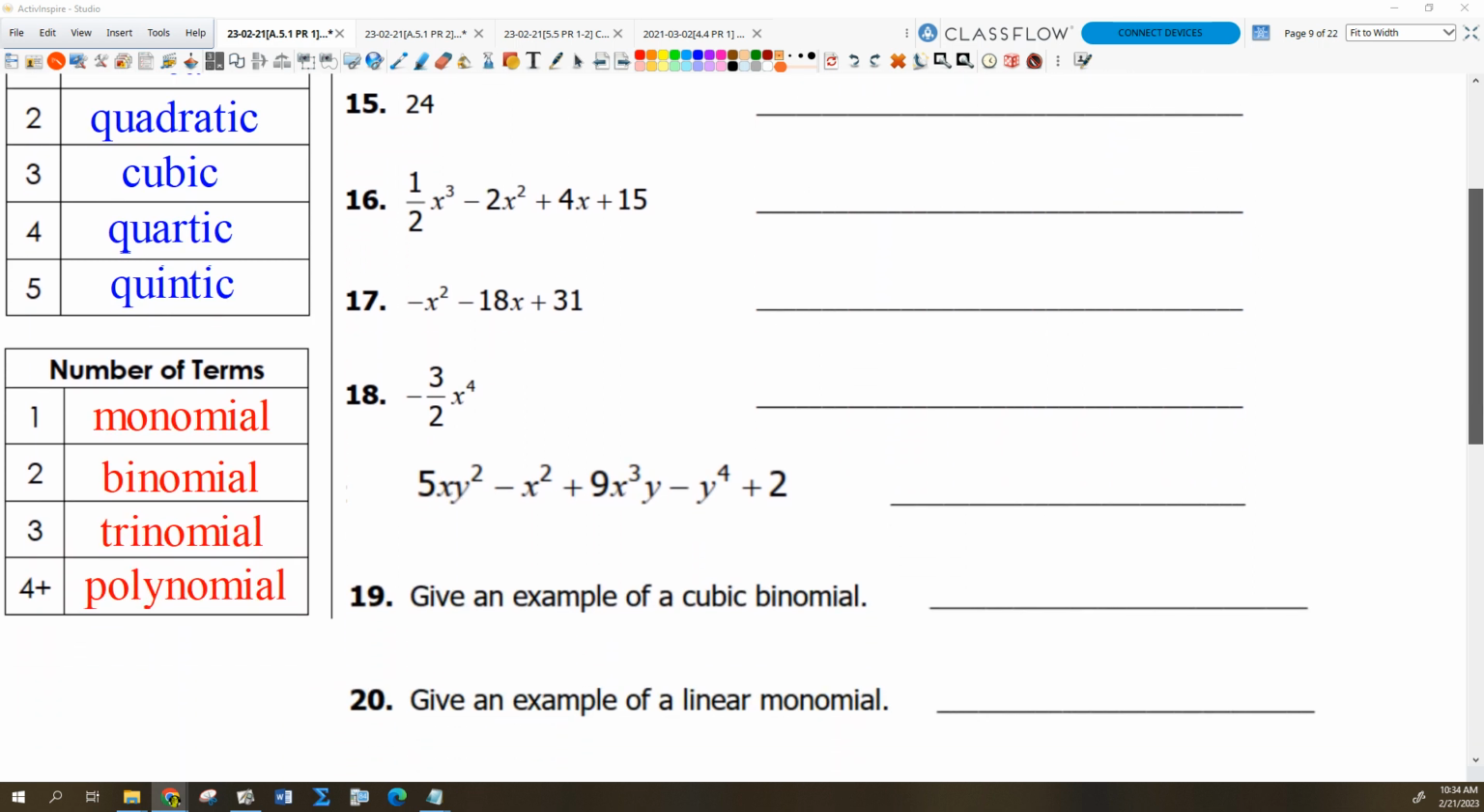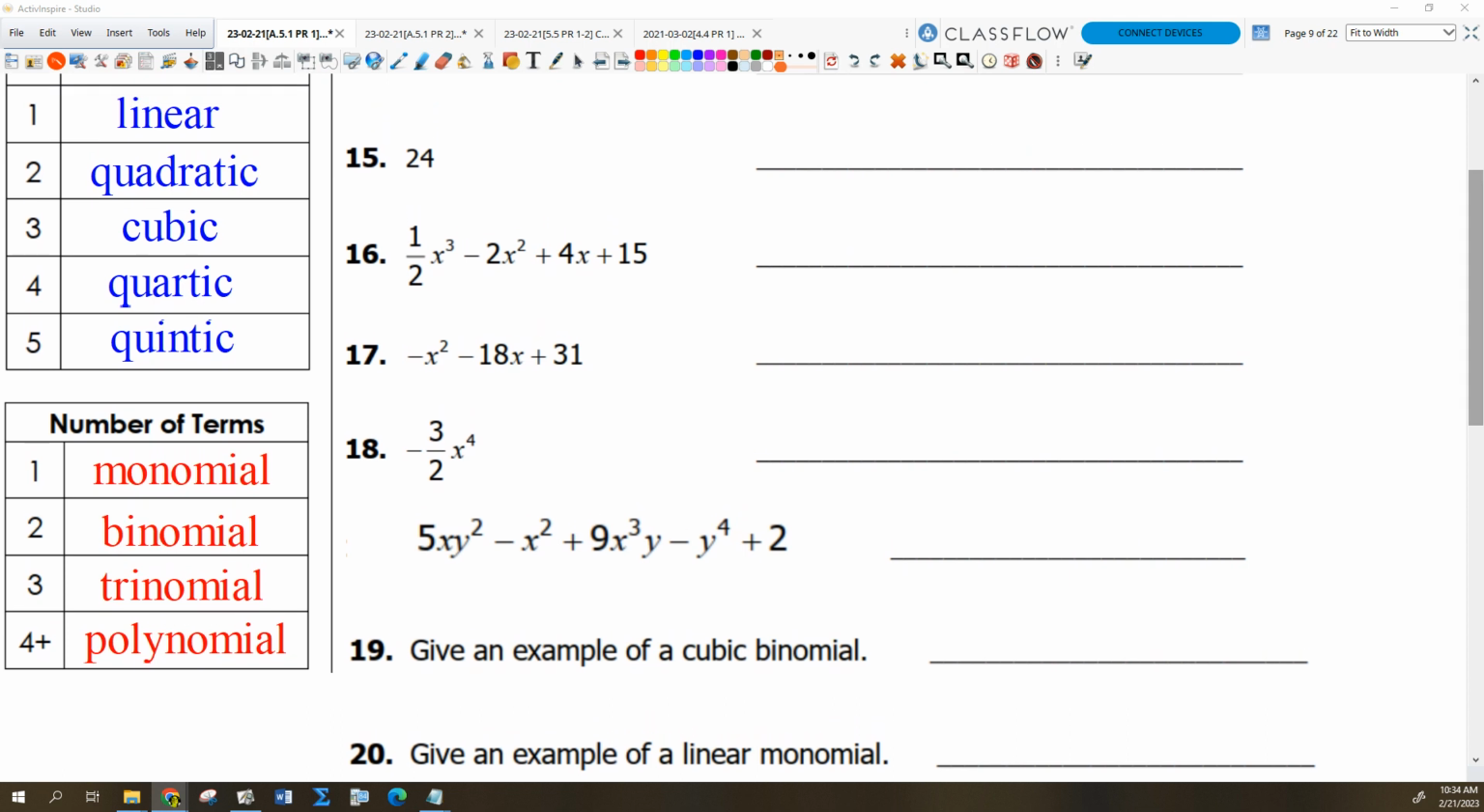The name is also based on the number of terms. If there's only one term, we call it a monomial, right? As we learned last week, mono means one. If there's 2 terms, we call it a binomial. 3 terms is a trinomial, and we saw that last unit. And then anything bigger than 3, 4 or greater, we don't bother giving it a specific name. We just call it a polynomial.